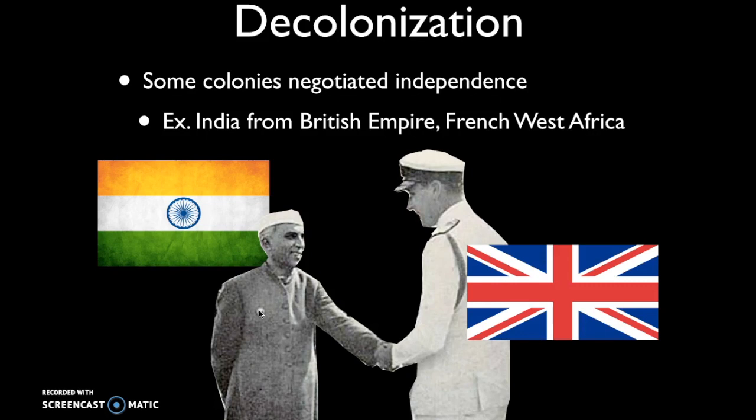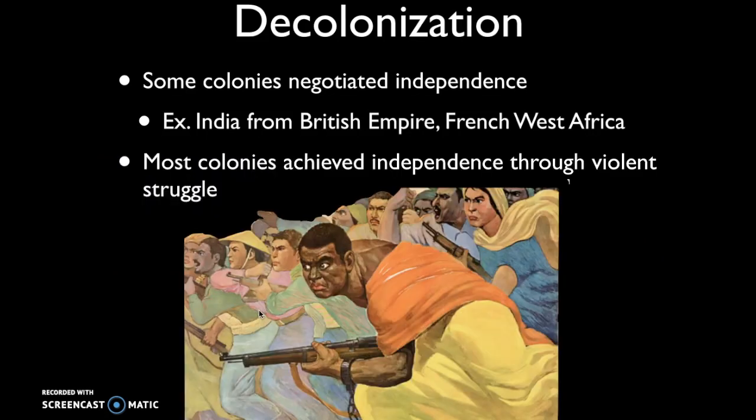However, most of these colonies had to fight and struggle, and oftentimes they were long and protracted wars for independence that had to be fought. And so most colonies achieved their independence through some form of violent struggle. We've given a prime example already, which was Vietnam.